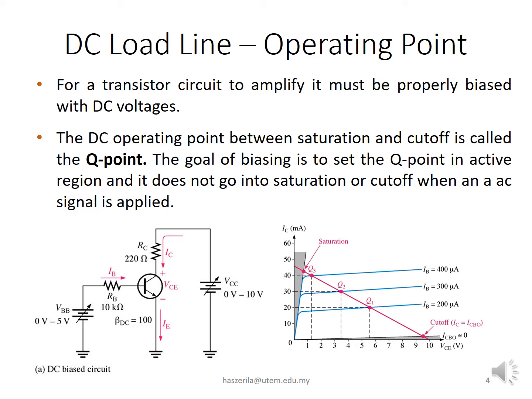Look at the IV curve here. So the Q1, Q2 and Q3 are located in the active region.